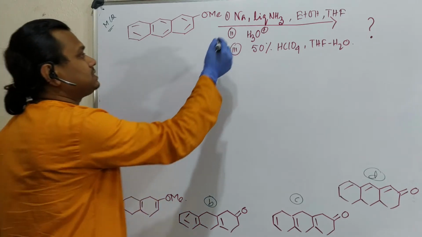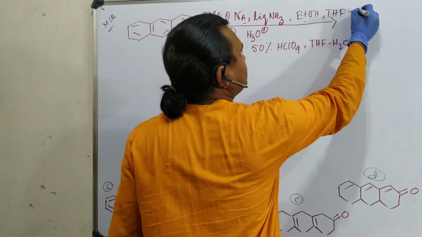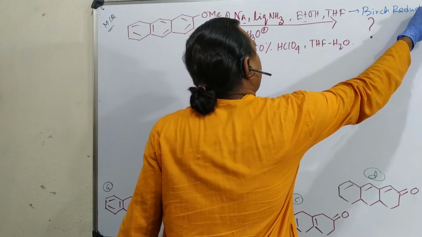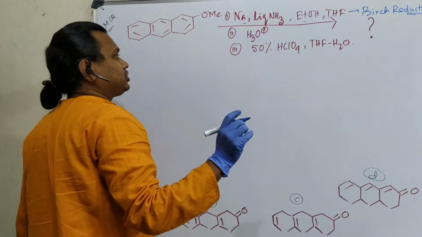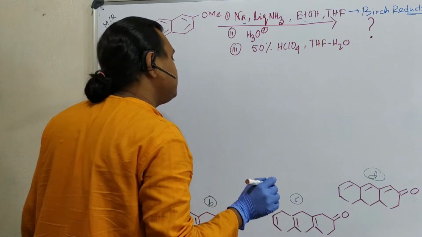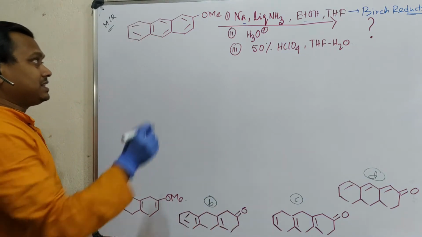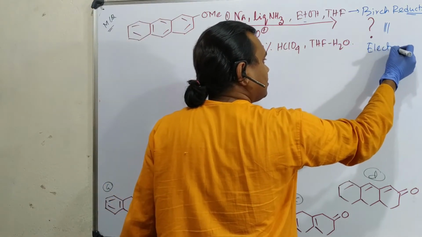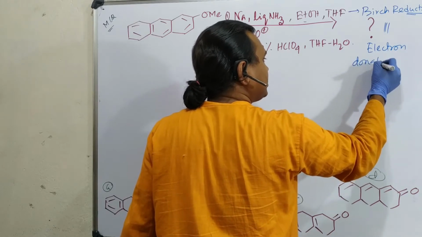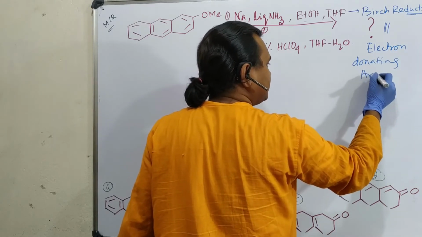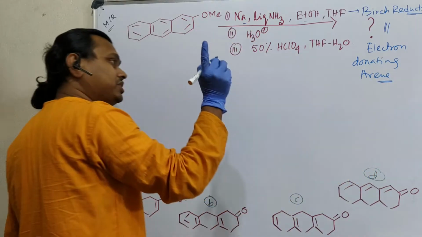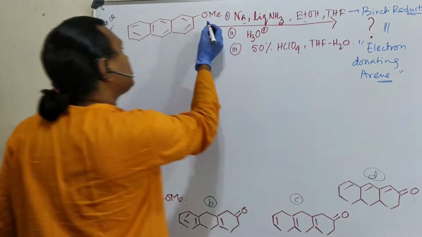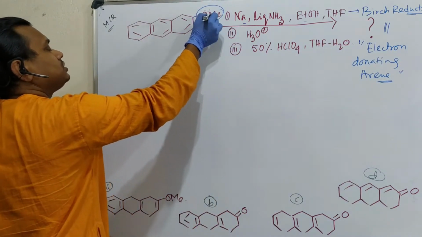Now, see, this is sodium, liquid ammonia, ethanol, THF. This is nothing but Birch reduction. I have already uploaded many dedicated lectures on Birch reduction. Please visit them for your better understanding. In this case, this is actually Birch reduction on an electron donating or electron releasing arene. This is a special category, and I have uploaded a dedicated lecture on this category also. Why am I saying it's electron releasing? Because of this OMe group, because it delocalizes slowly here.